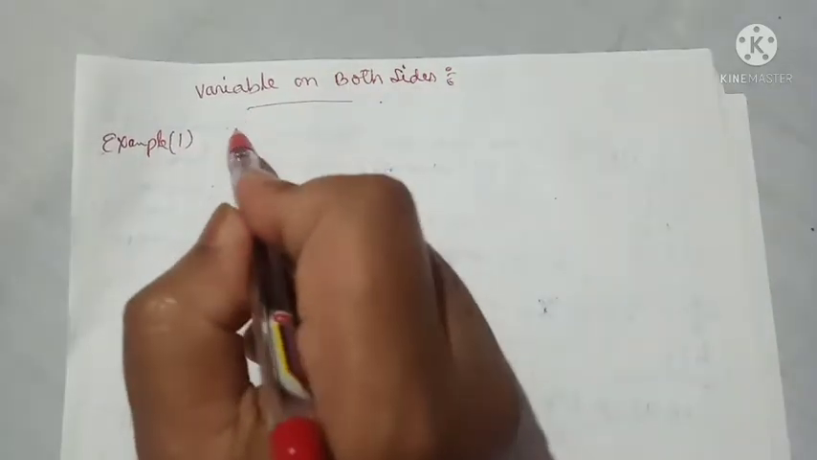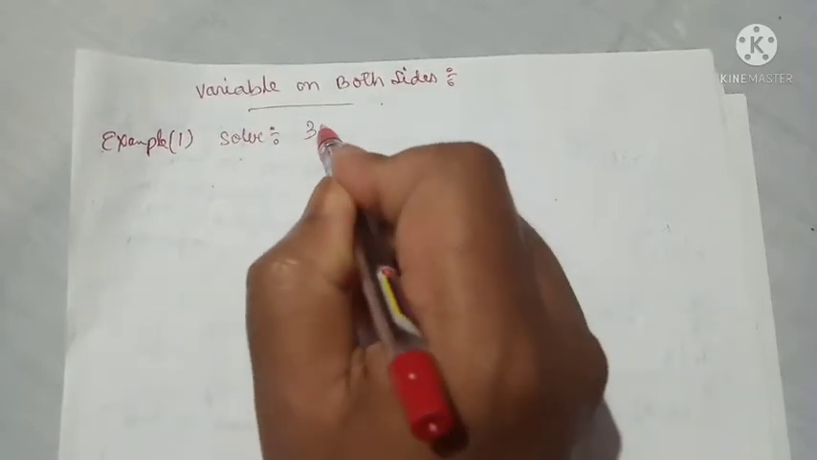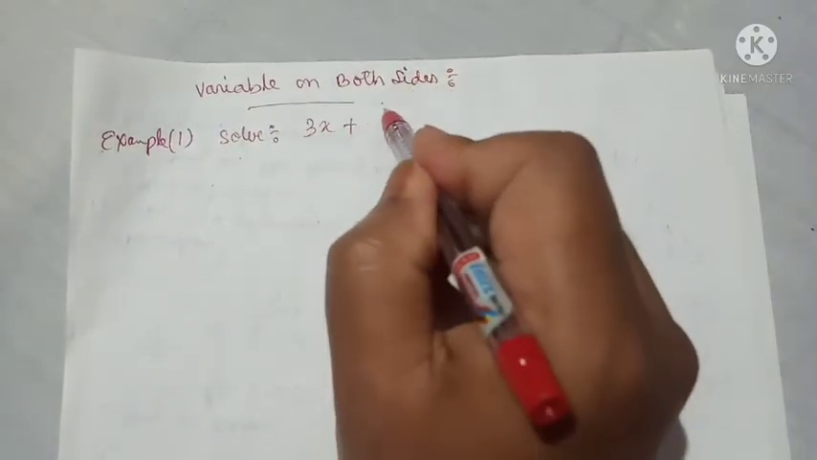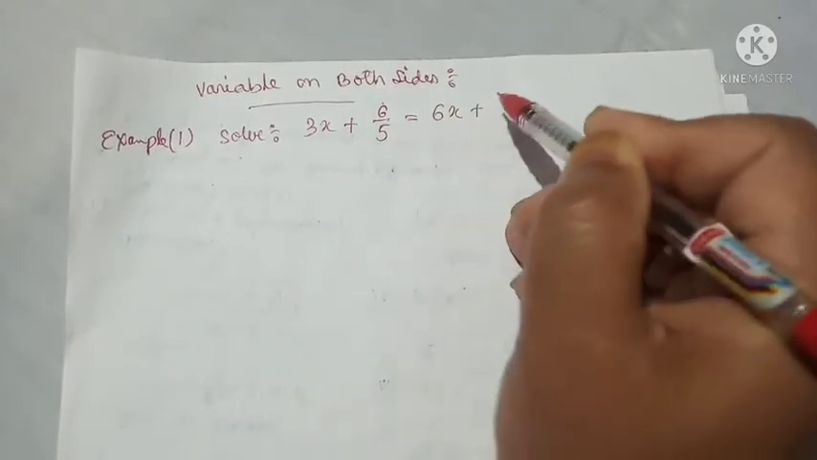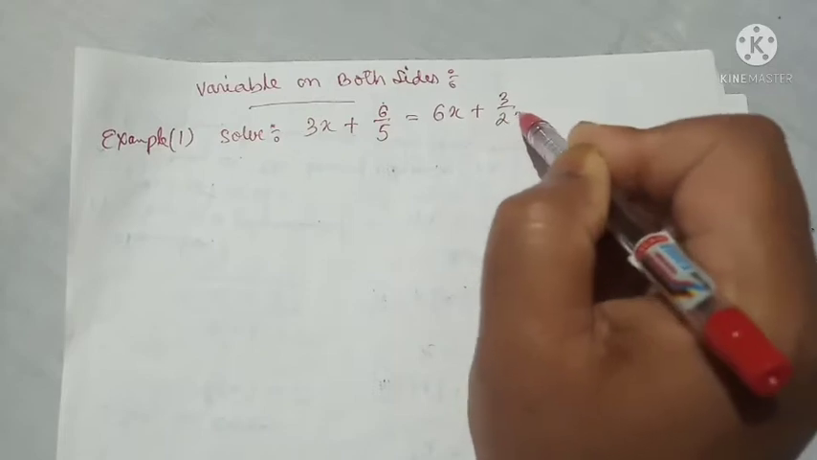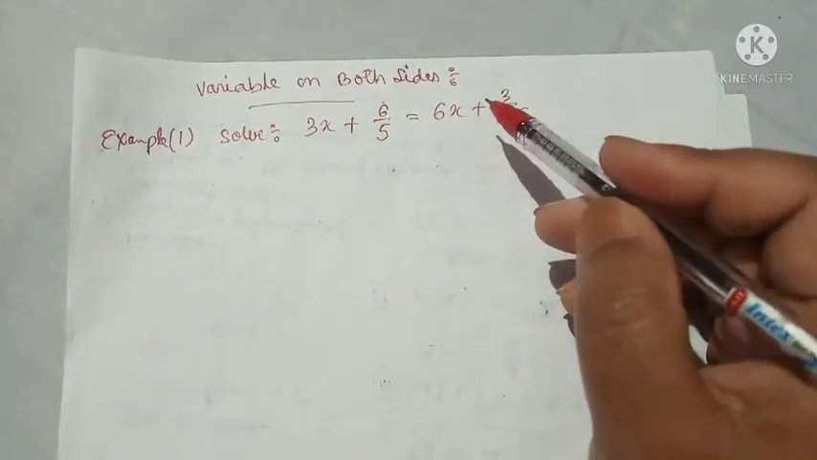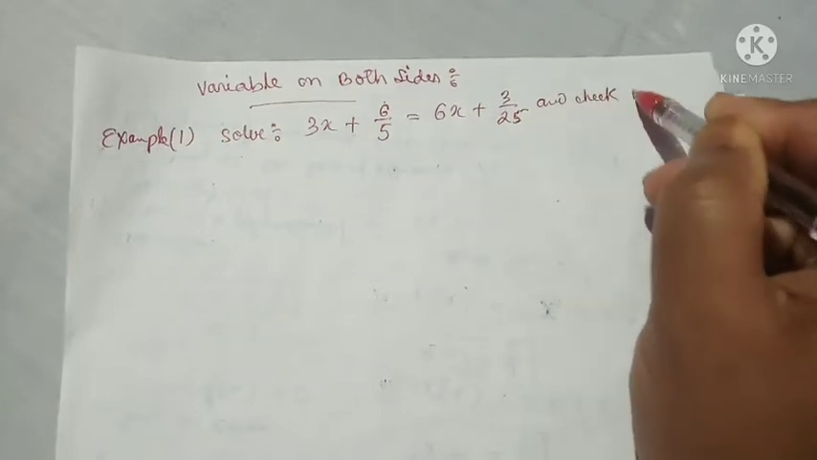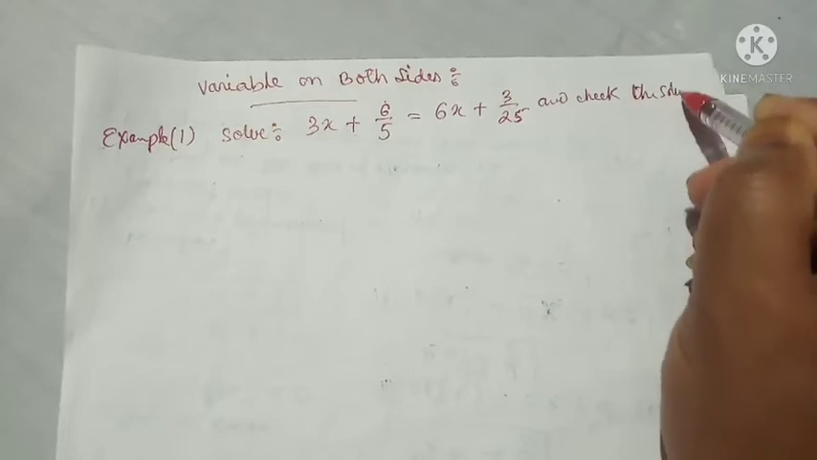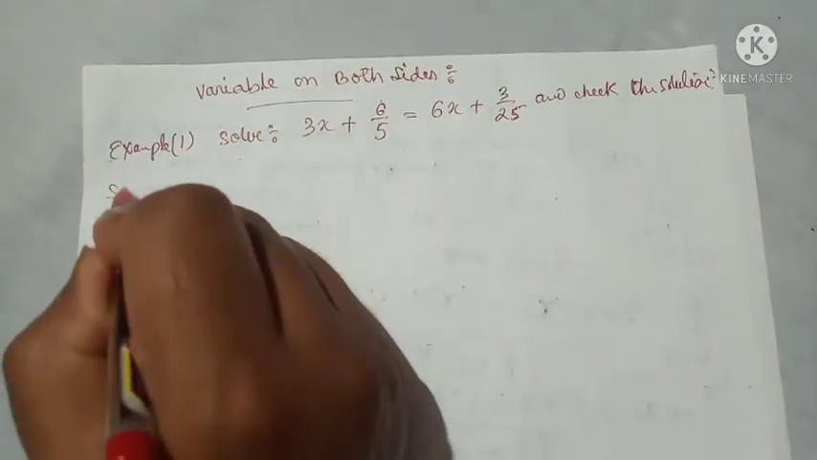Example number 1: solve 3x plus 6 by 5 is equal to 6x plus 3 by 25. We have to find the solution of the variable x, and we have to check the solution, whether the solution of x is correct or not. Now first, this is the solution.